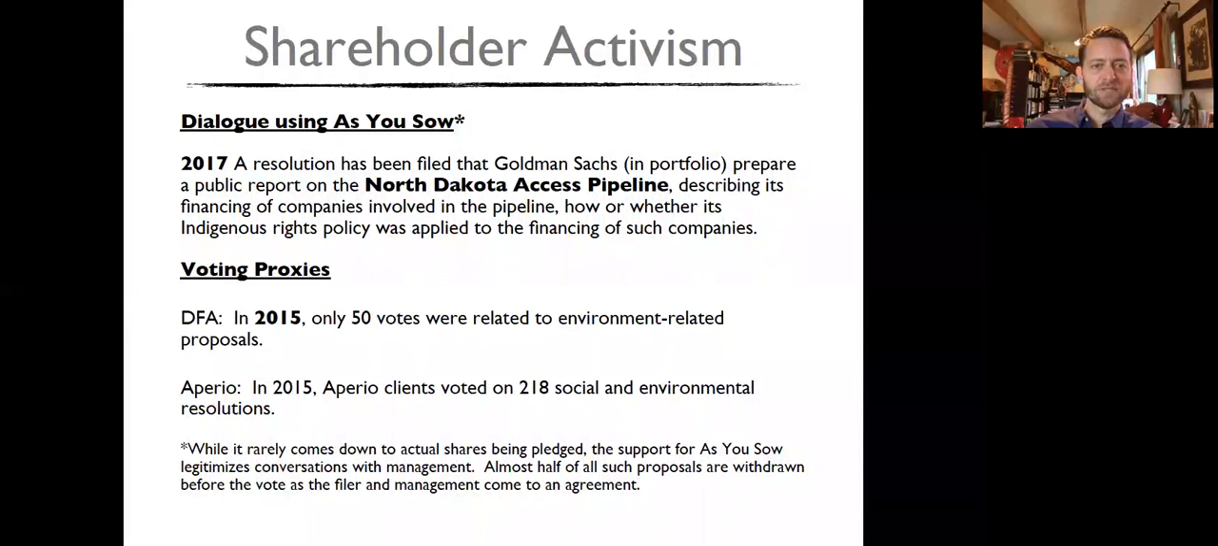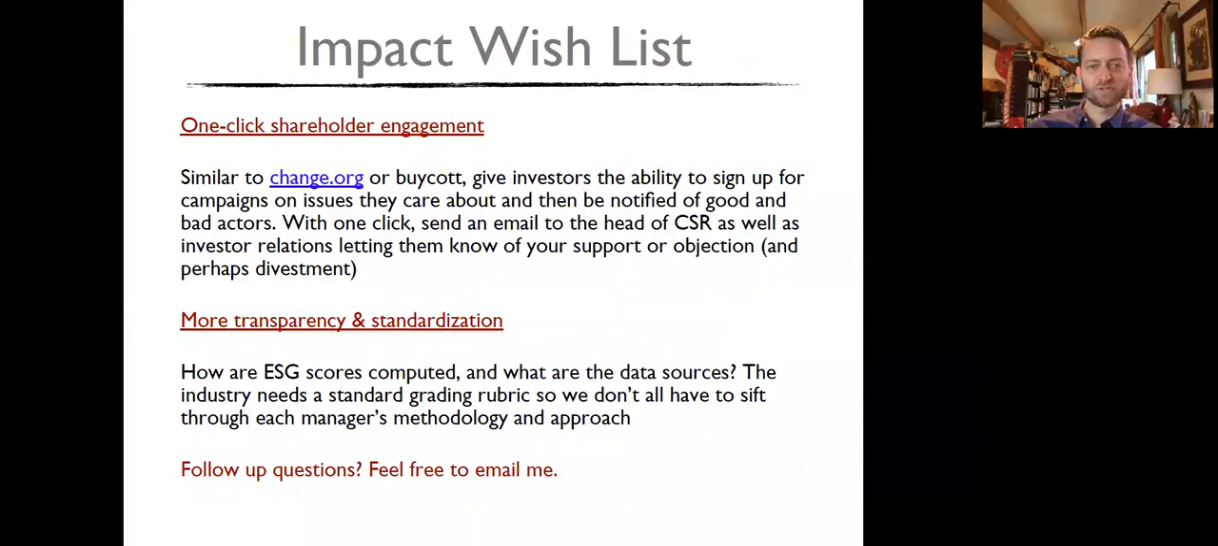And final slide, please. So Lisa asked me to share my impact wish list. I think the 2 things are what I'd call one-click shareholder engagement. What if we could have a tool that, like change.org or Boycott, you signed up for a campaign, you said, I really care about not having child labor in the supply chain, and then you uploaded your portfolio and the tool said, well, hey, these 5 companies violate that campaign for you.